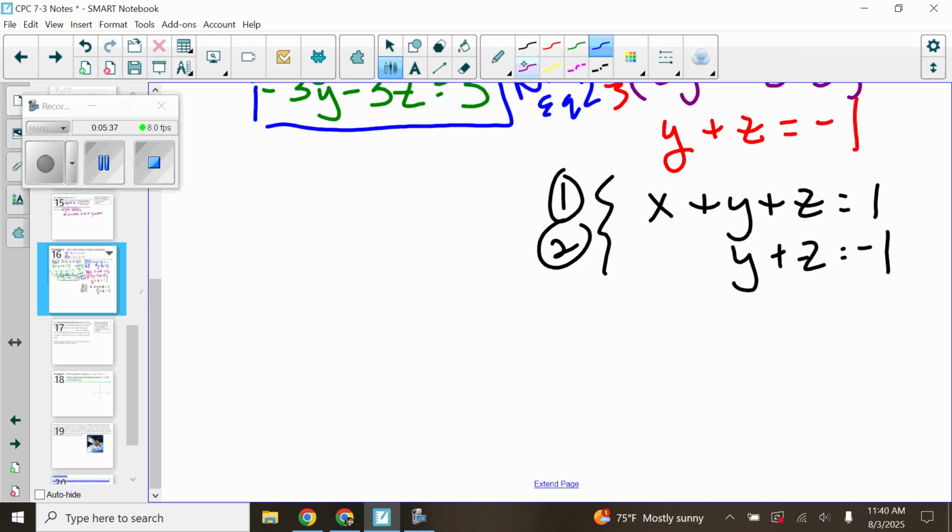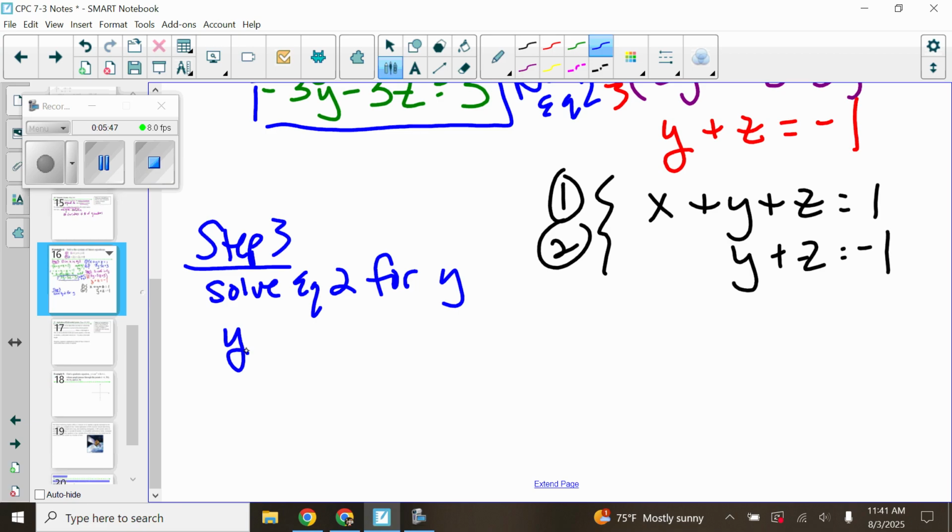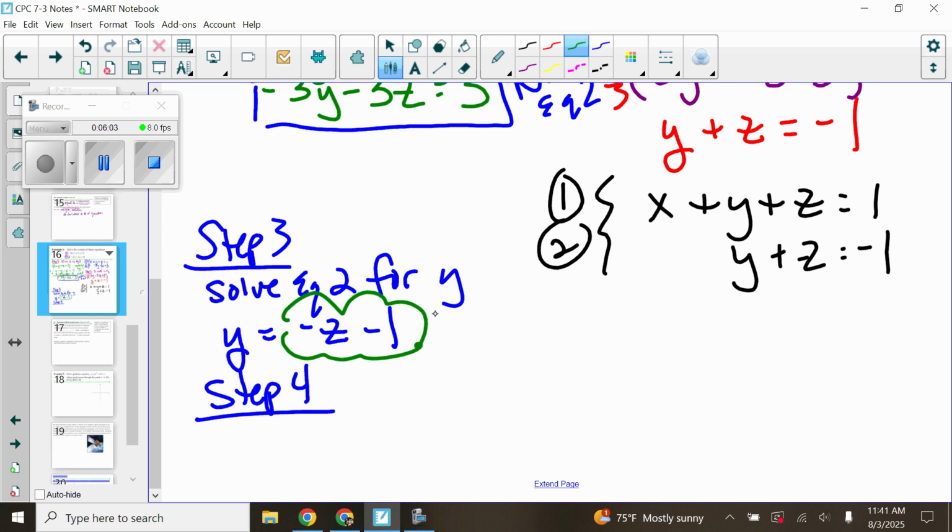I'm going to go ahead and solve. So we'll call this step 3, I guess. I'm going to solve that equation 2 for y. And then I'm going to back substitute. So if I solve equation 2 for y, that would just be moving the z over, so opposite of z minus 1. And then I'm going to back substitute, plugging that y value into the first equation for y.